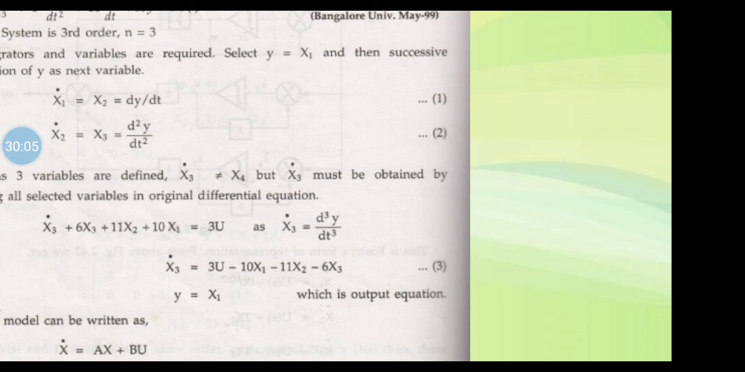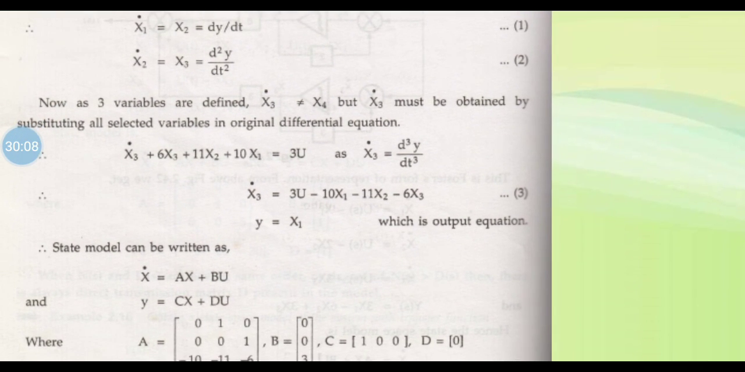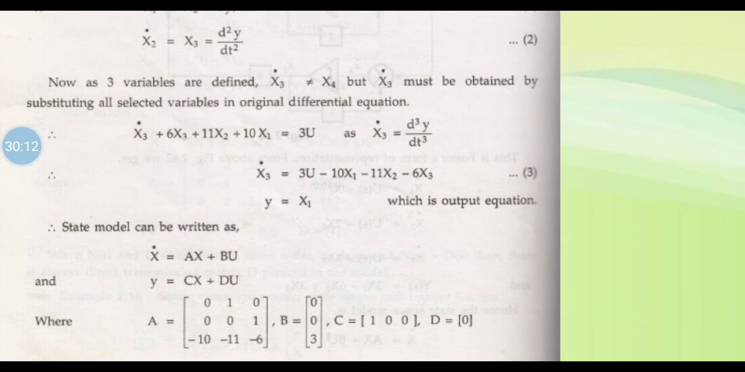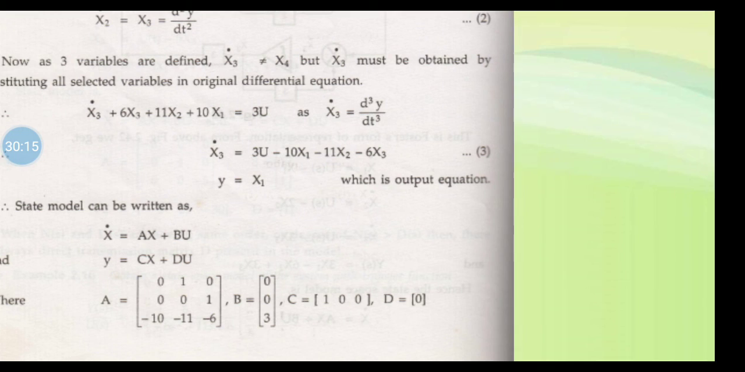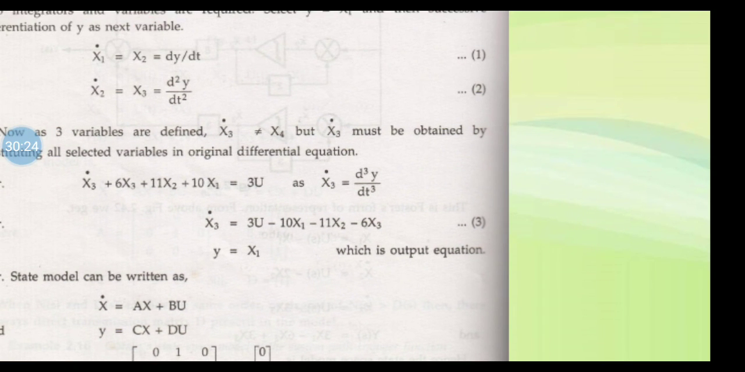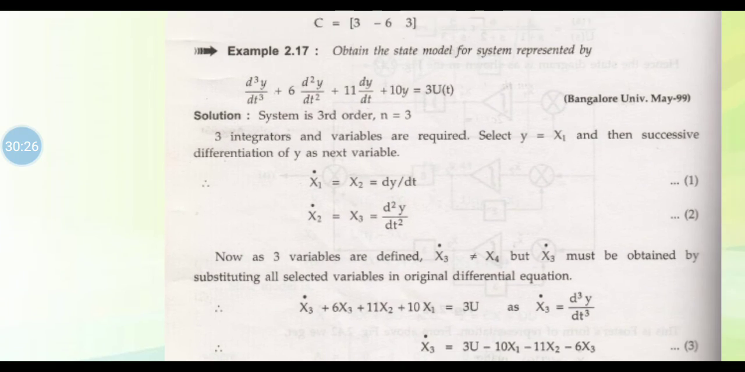Y is equal to x1, which is the output. The state model can be written as x dot is equal to Ax plus Bu, and y is equal to Cx plus Du. So what is A? 0 1 0. How is it 0 1 0? What is x1 dot? Only x2. Due to that, here this is representing x2, which is 1. Then similarly in the next equation it is 0 0 1. Why? Because x3 is x2 dot.